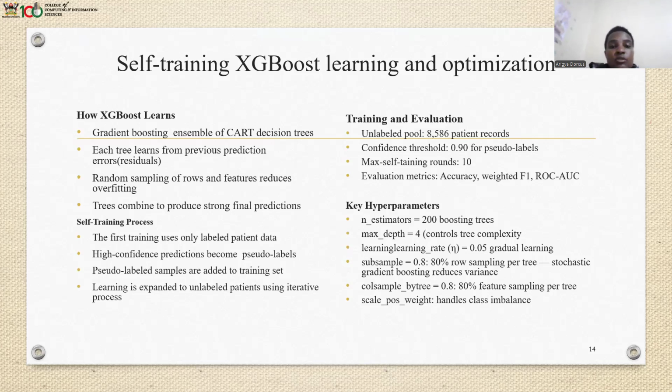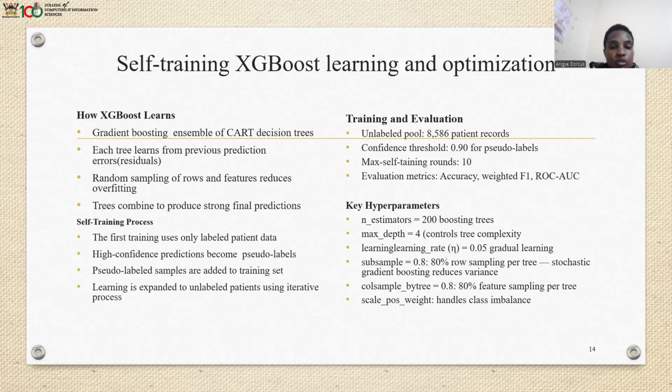Then, how self-training expands learning. As we discussed, the self-training loop wraps around the XGBoost learner. It starts with the confirmed data and over several rounds intelligently incorporates unlabeled data. The confidence threshold is 0.90, and this is the most crucial hyperparameter here.